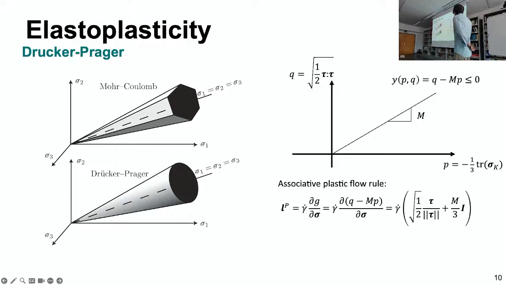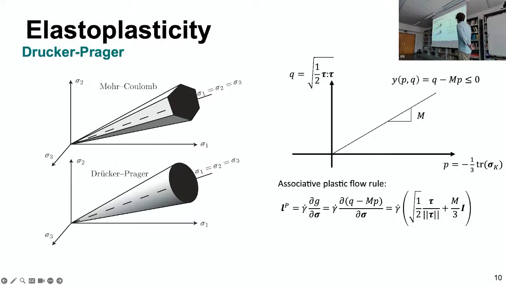What about the plastic flow rule? So this is the equation that I showed you on the previous slide. If I assume an associative plastic flow rule, I replace my G with Y. So Y is here, my yield function. I can do the math, and I can get this as my plastic flow rule.